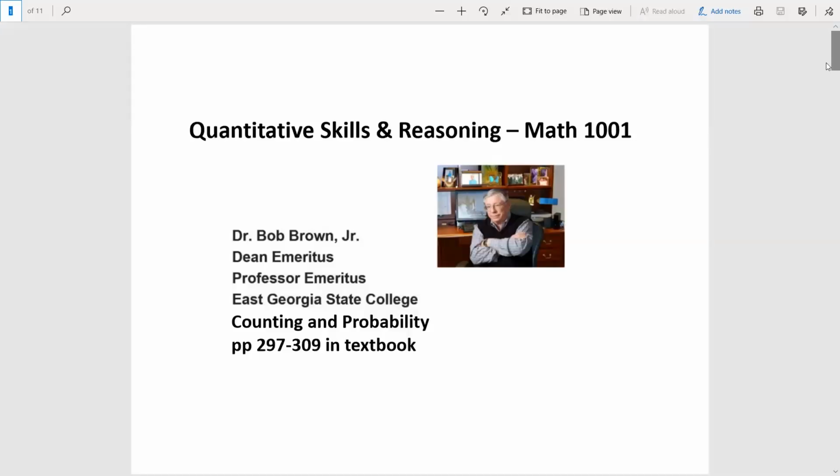In this video, we're going to do the third installment on our probability series. And we're going to be talking about counting and probability. This is on pages 297 to 309 in the textbook.